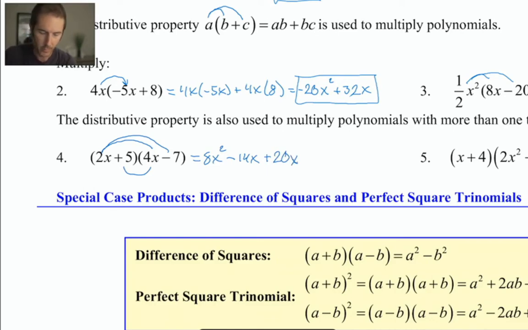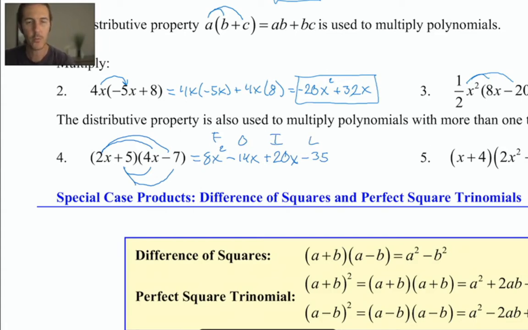And then the L in foiling stands for lasts. So the last term in each of those parentheses, that's the positive 5 and the negative 7. You multiply those together, you get negative 35. So that is the result of F-O-I-L, the foiling process.